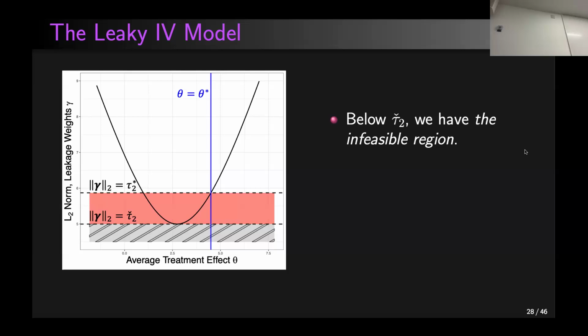Tau check, I'm doing the L2 case here, so it's going to be tau 2. Tau check is just the minimum of this parabola. If I choose a tau lower than that, I literally don't get anything. I'm outside the feasible region. It's just undefined. So that's what this first case is.